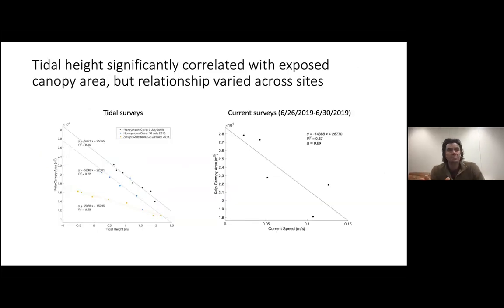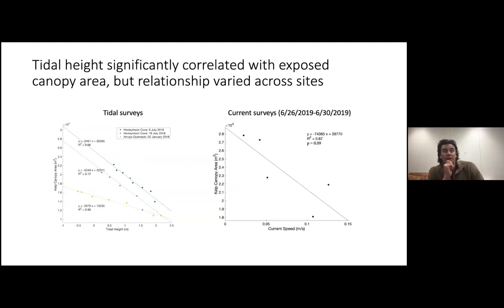So we created maps of kelp canopy using this method for all of our imagery and examined the effects of tides and currents. The figure on the left shows the relationship between canopy area and tidal height. Again, each one of these lines is a day's tidal survey. The blue and green lines with the steeper slopes are Honeymoon Cove, the two different days that we surveyed that. The yellow line with the shallower slope is Royal Kamado.